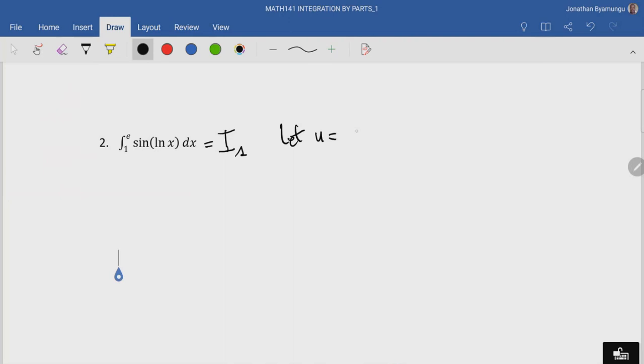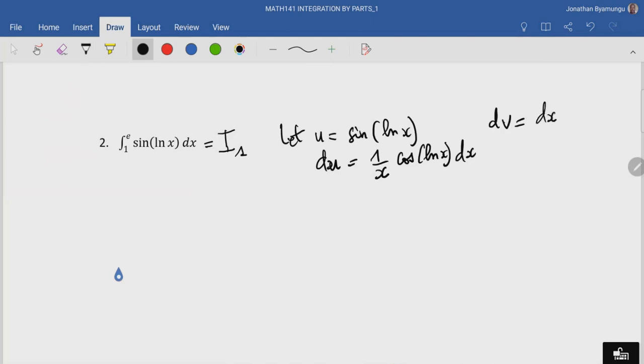substitution such that u is equal to sine of ln of x, in which case du is equal to 1 over x times cos of ln of x, right? Here we used the chain rule, which you can revisit, and dv will therefore be equal to just dx, meaning that v is equal to x.